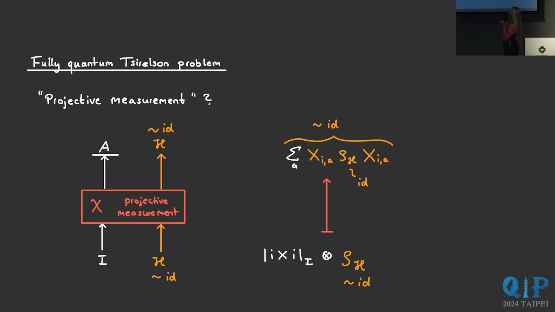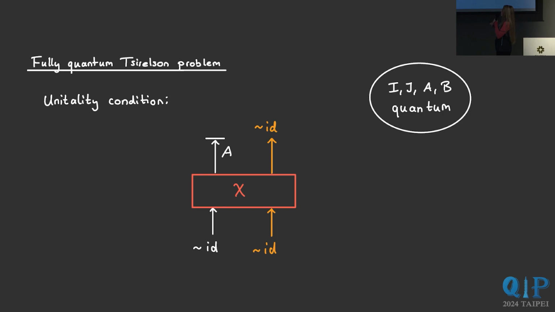You see, here if you trace out the output system, you only have this term in the output, and your state is proportional to the identity. Since the measurement operators sum up to the identity, here in total we get something proportional to the identity. So the projective measurement condition in the fully quantum case corresponds to what we call the unitality condition.